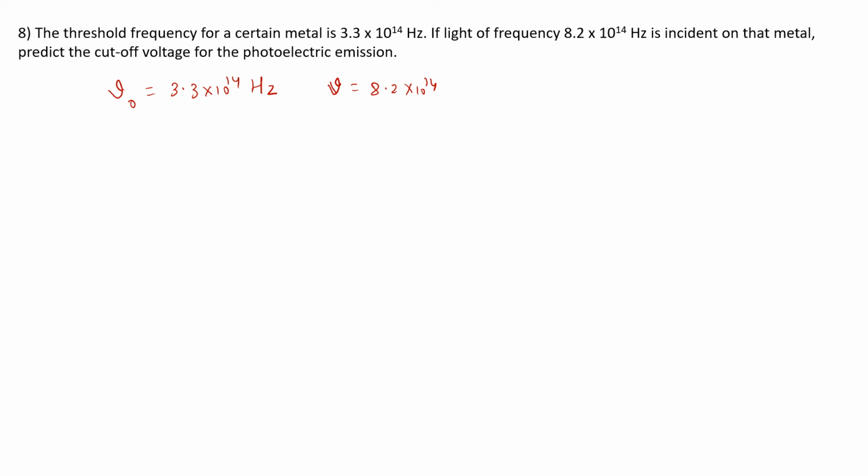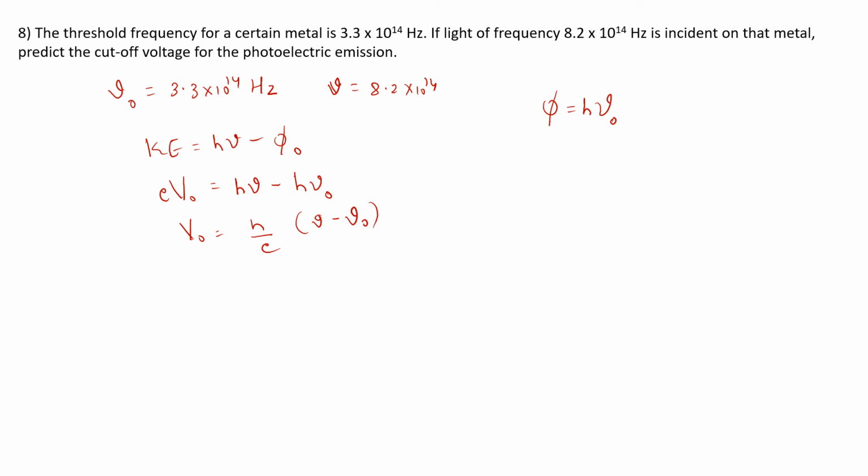So here what we have to take is the kinetic energy formula. Kinetic energy is equal to h nu minus phi naught. We have to just modify the formulas. Kinetic energy I write as e into V naught, as per the data. We want V naught. So e V naught equals h nu minus phi naught, and phi naught is written as h into nu naught. Now what we want is V naught, so V naught equals h by e into nu minus nu naught.